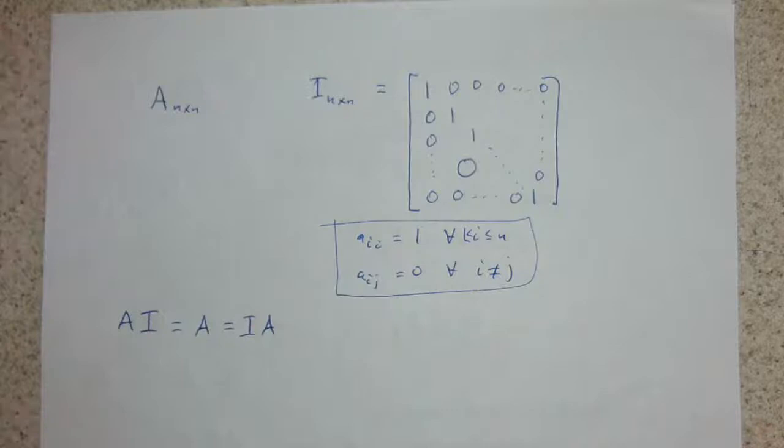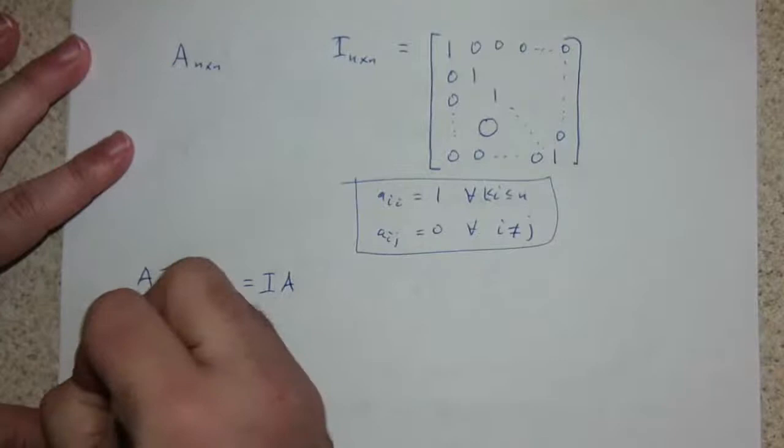So the identity matrix actually commutes with every other matrix, right? That's rare for matrices. Typically, matrix multiplication does not commute. In this case, it does. And actually, even better than that, this thing is acting as multiplication by one. If you don't believe me, let's do a quick example.